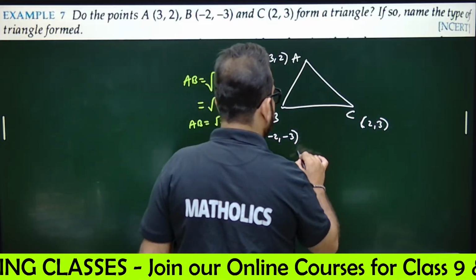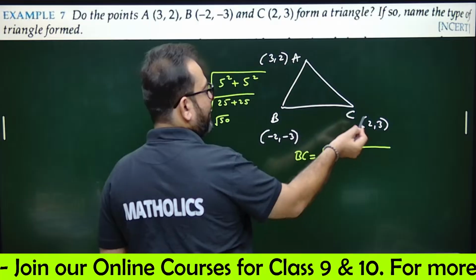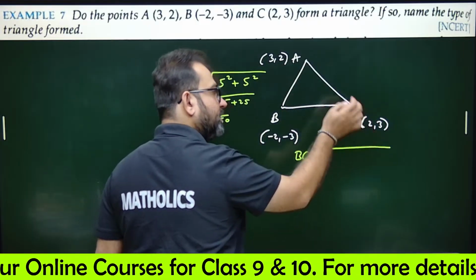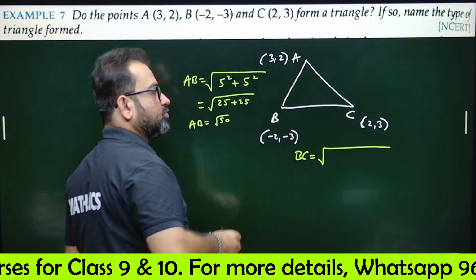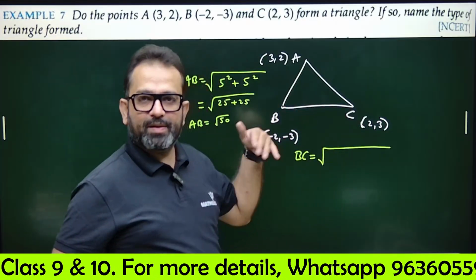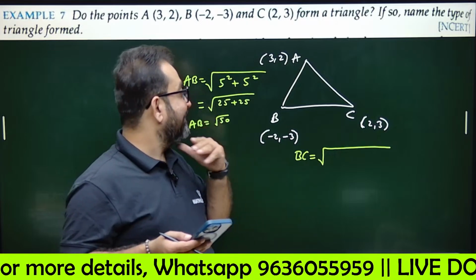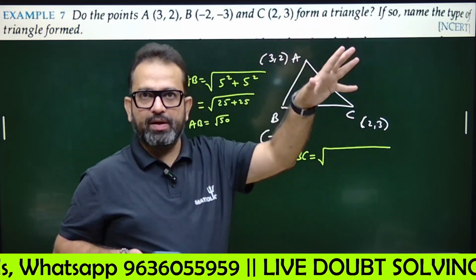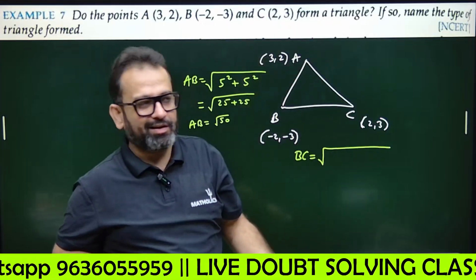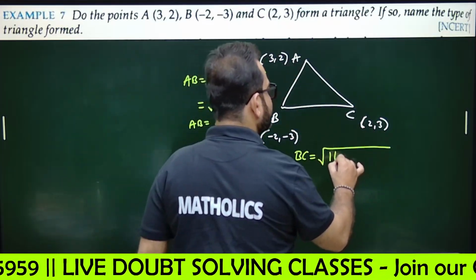Now what will be BC? Can anyone tell me? Under root of minus 2 minus 2. You can do minus 2 minus 2, it will be minus 4 whole square, 16. Or you can do 2 minus minus 2, so 2 plus 2 whole square, it is also 16. Minus 4 whole square is 16, and 2 minus minus 2 would mean 2 plus 2, again 16.